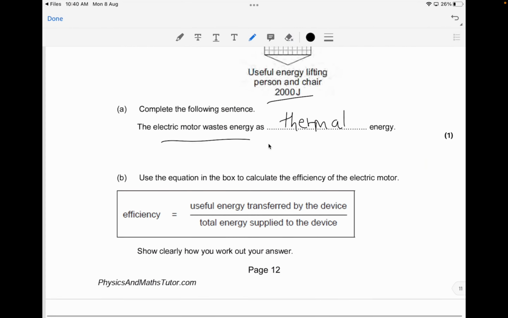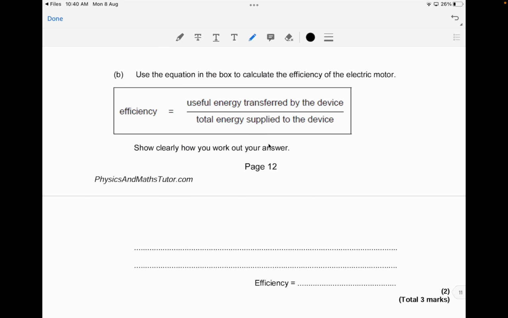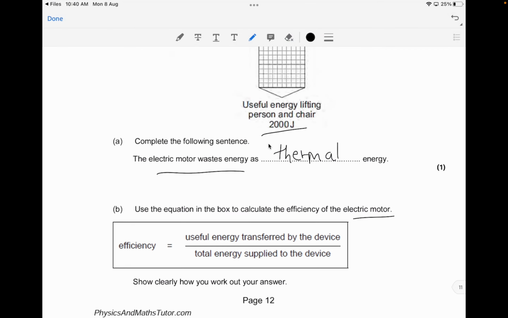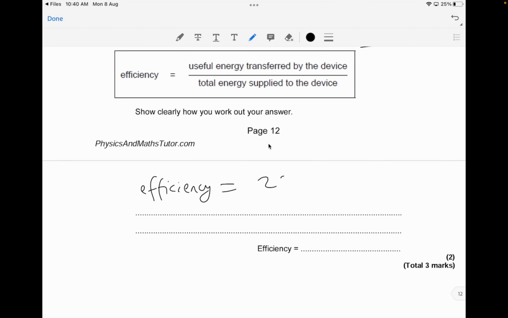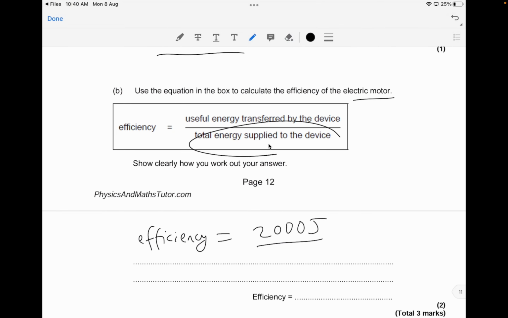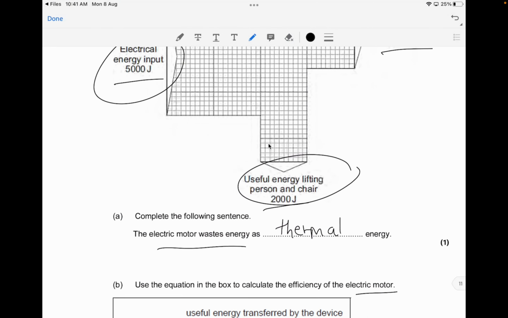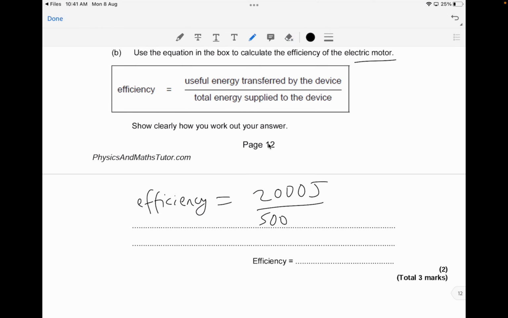All right, let's move on to the next question, which states that we have to calculate the efficiency of the electric motor. We know that the efficiency is equal to the useful energy transferred by the device, which here is about 2,000 joules, divided by the total energy supplied to the device. From the question, this is an electric energy input of about 5,000 joules. You're going to divide 2,000 joules by 5,000. That's going to give you a value of about 0.4, which I'm going to multiply by 100 to give you a percentage of about 40%. This is going to be your efficiency in this case.